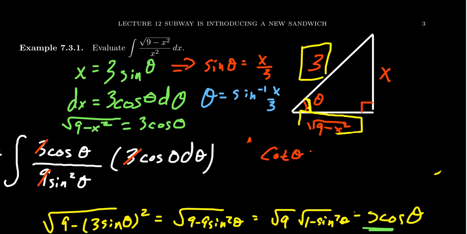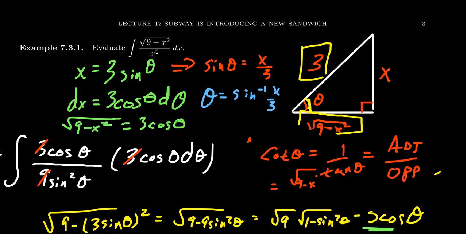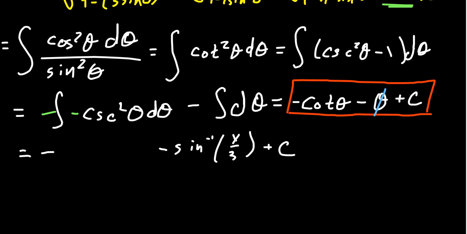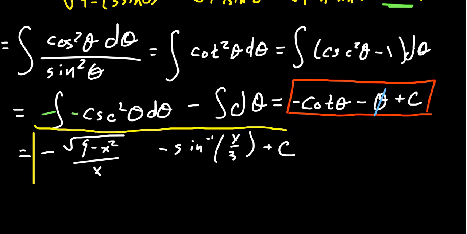Well, what can we say about cotangent? If you're not sure, remember cotangent is the reciprocal of tangent. Tangent we usually remember as opposite over adjacent, so cotangent is going to be adjacent over opposite. Using this description, that would give us the square root of 9 minus x squared over x. And that's what we're going to use for cotangent of the angle. So coming down here, instead of taking cotangent of sine inverse of something, we write that as a negative square root of 9 minus x squared over x. And this then gives us an antiderivative using the original variable x. We are no longer using this intermediate variable theta that we introduced.